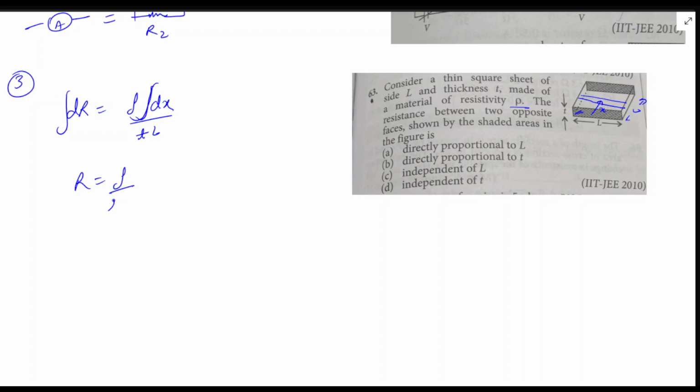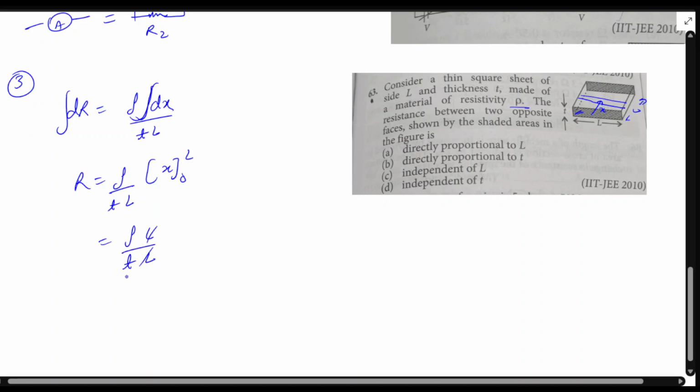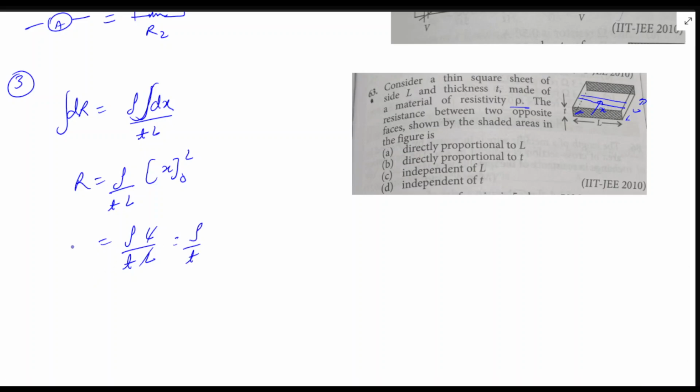So we have rho upon T into L, and the integral of dx will be with x from 0 to L. This is L, right? So we have rho L upon T times L. L will get cancelled, so this is rho upon T.